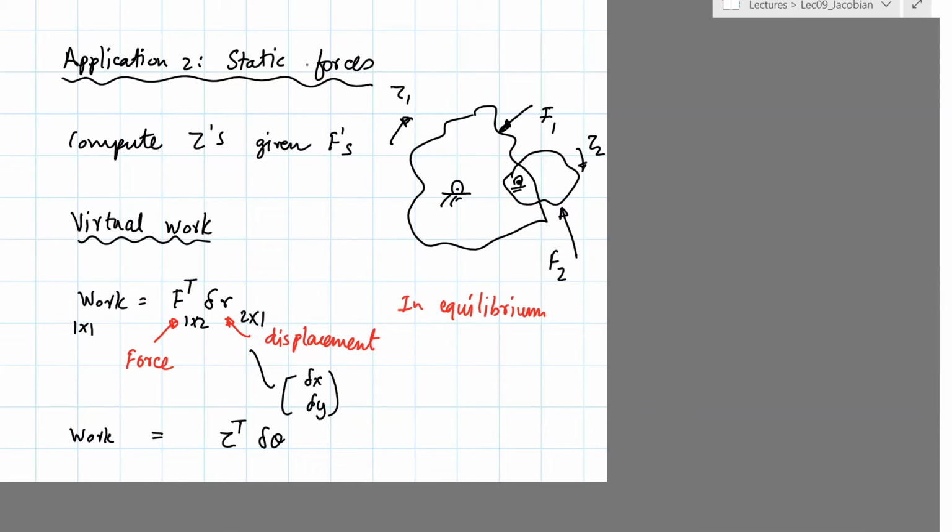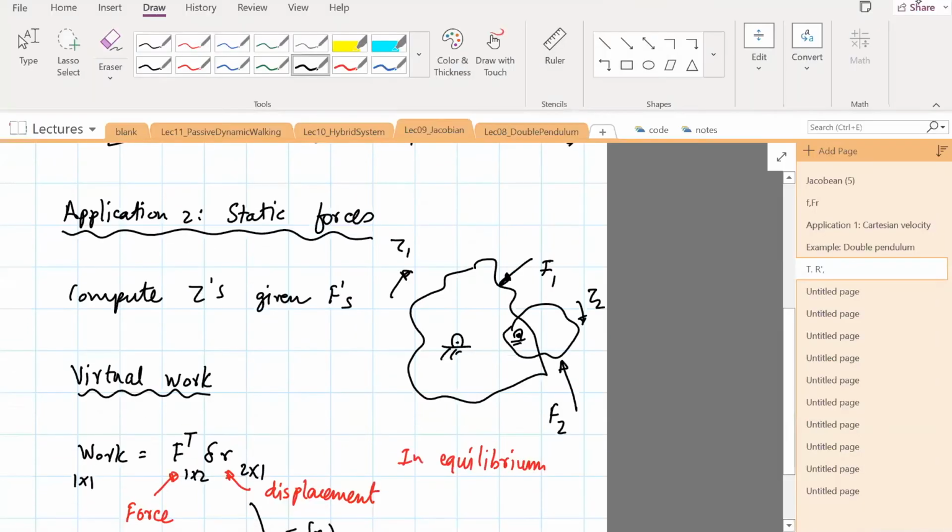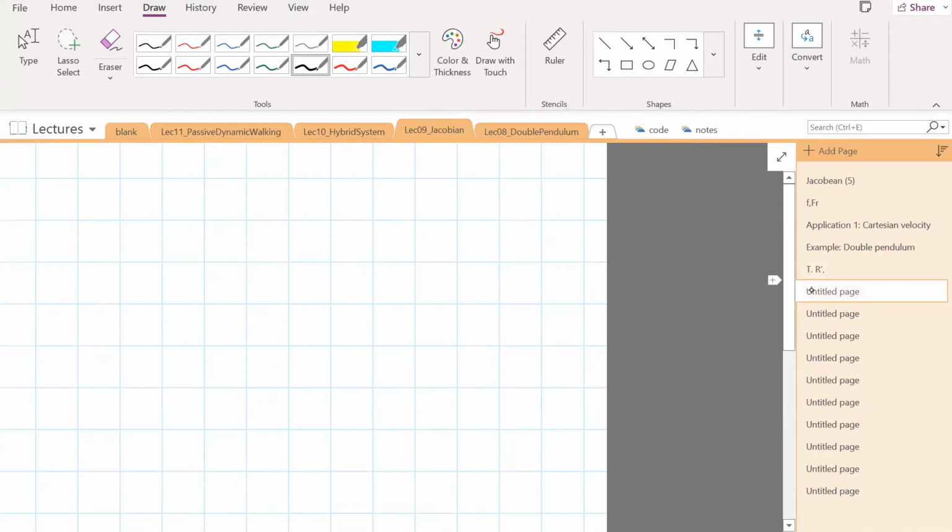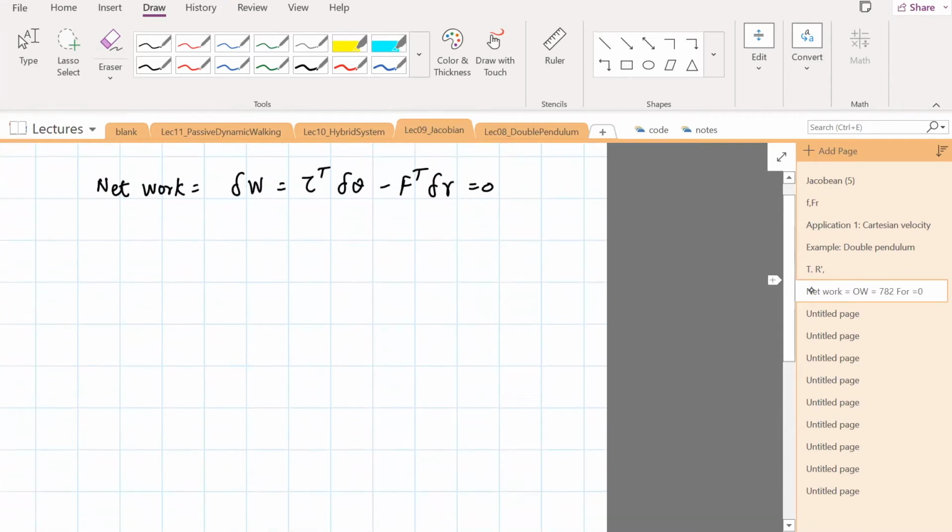Now these works have to be equal to each other, because if they are not, then the system is going to have a net gain or change in energy, which means that it will move. So we'll equate the two. So we have net work, let's call that dW, equals tau transpose d theta minus f transpose dr. And as I said, it should be 0 because there's no net motion.